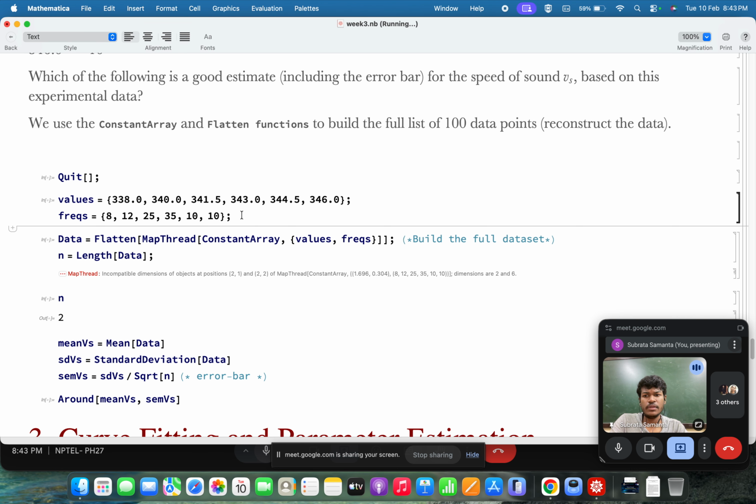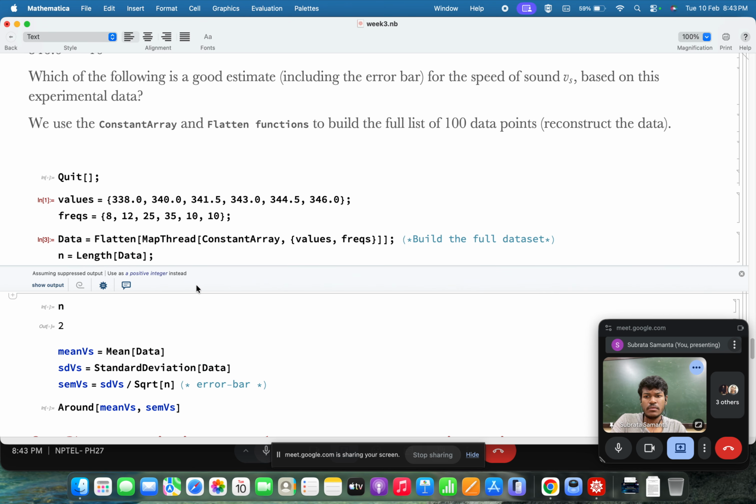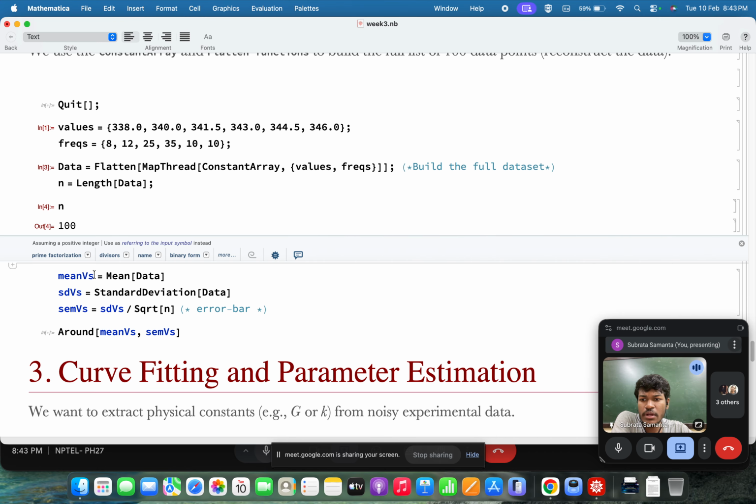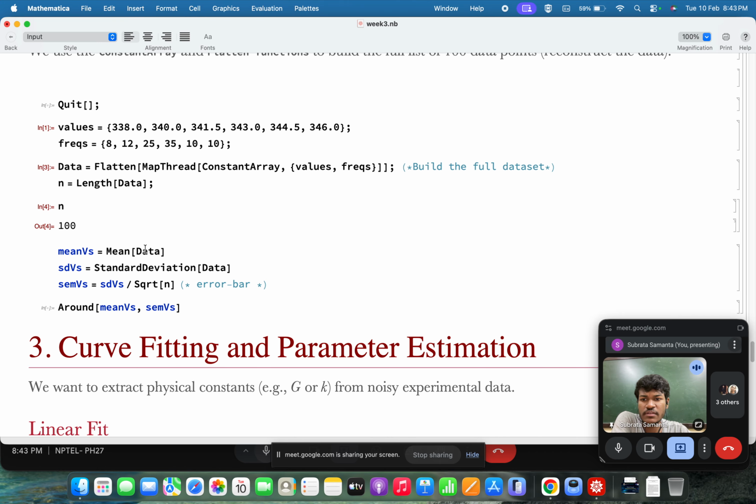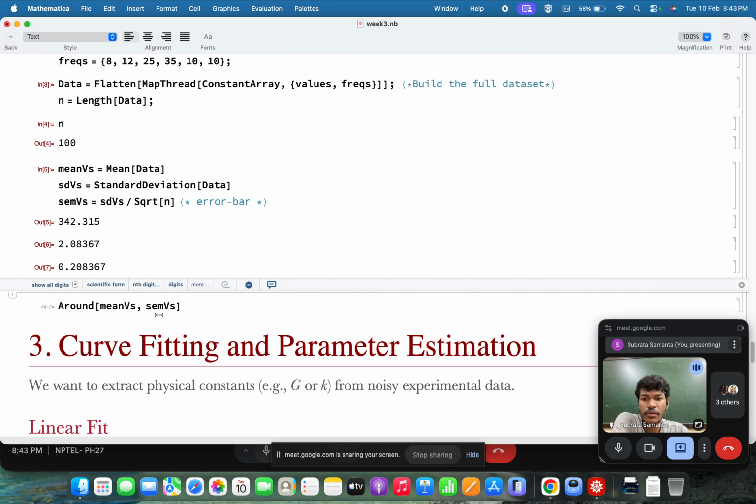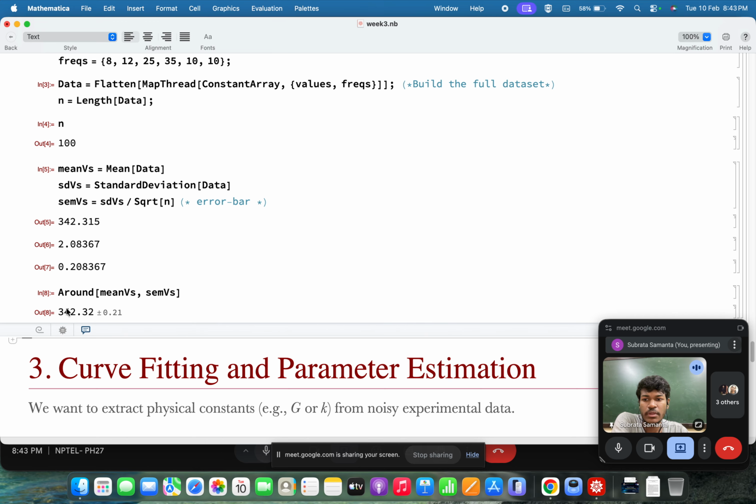So, this is my values and this is frequencies. I assign this, yes. So, I have 100 data, right, and then I calculate the mean value just using Mean, the standard deviation, and the error of the standard deviation. So, this is the error bar. You can also use Round, with the arguments of the mean value and the sigma. So, this is your standard error, right. Once you assign this, the results are finally this.